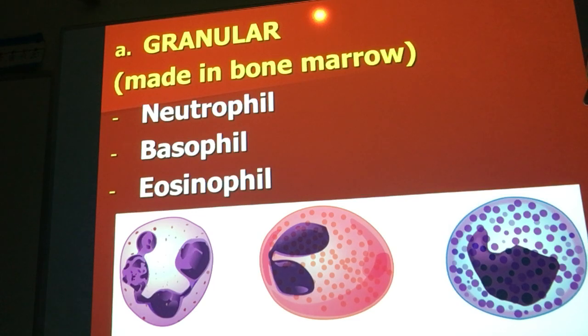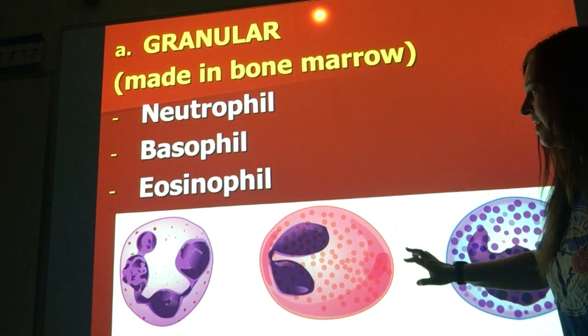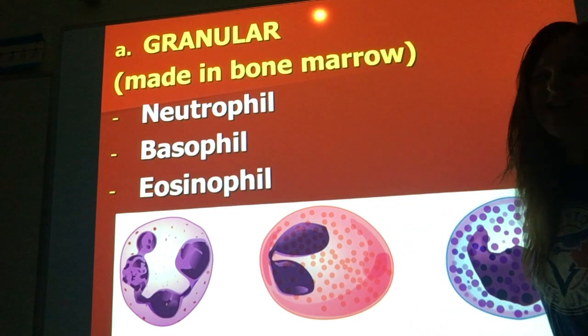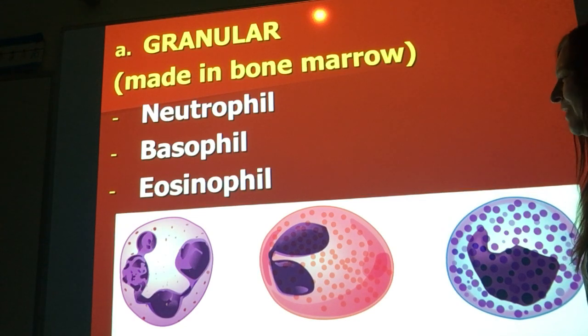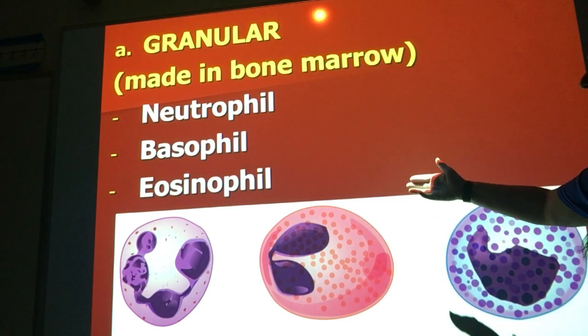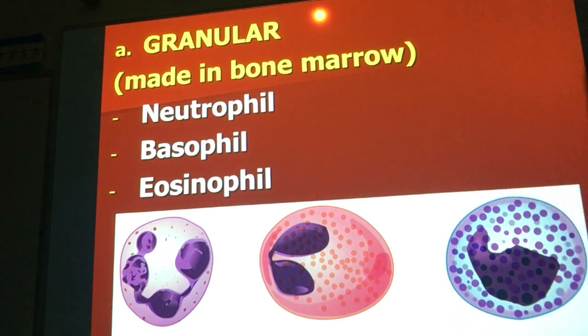When you do your assignment today, there's going to be a little paragraph on each one. They'll talk about their functions and describe the shape of the nucleus. You're going to have to read about it, and you're going to have a chance to draw each of the 5 white blood cell types on your own. So I'm just going to mention the names. Neutrophil, basophil, eosinophil are the 3 granular white blood cells, and I'll let your assignment fill in the rest.